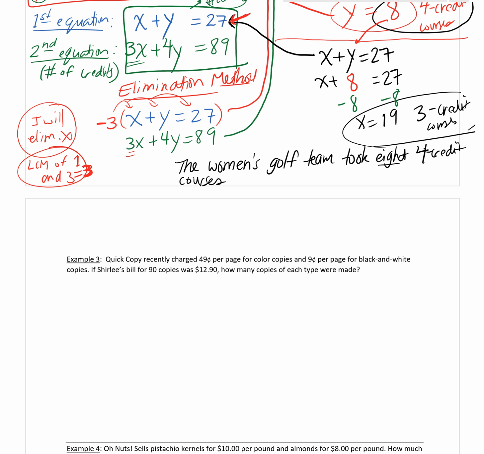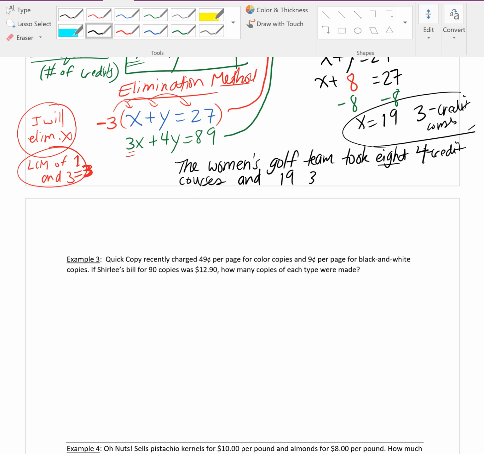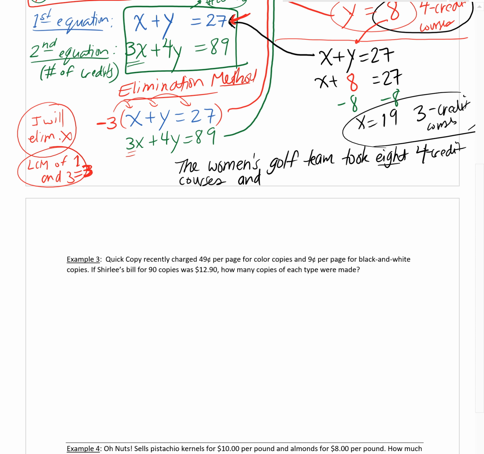I took 8 4-credit courses, and how many? 19. Oh, I just said I was going to put that as a word, right? Hello. 19 3-credit courses. I like that. Okay. Sounds good.